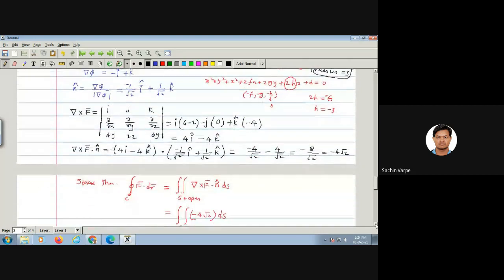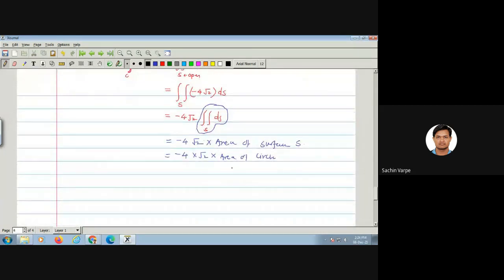So therefore, what will be my final answer? That will be minus 4 root 2 into, what is the area of circle? Pi r square. What is r? R is 3. And that is your answer. That is minus 36 root 2 pi. Is this clear to everyone? Yes, sir.